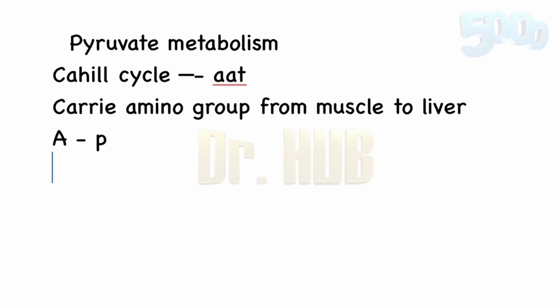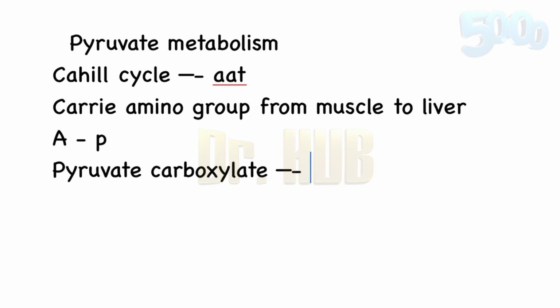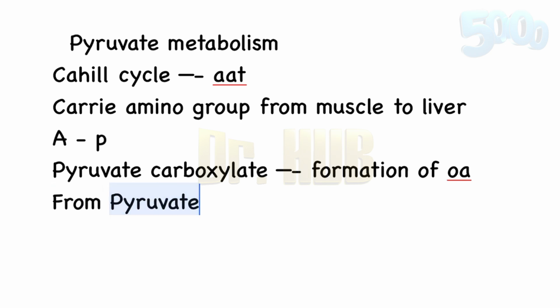Next, the enzyme involved is pyruvate carboxylase. So what is happening with pyruvate carboxylase? There is a formation of the oxaloacetate. So OA, oxaloacetate, is formed from the pyruvate, to be used in the TCA cycle. So pyruvate carboxylase leads to the formation of oxaloacetate from the pyruvate, to be used in the TCA cycle. Then we move on to the pyruvate dehydrogenase.